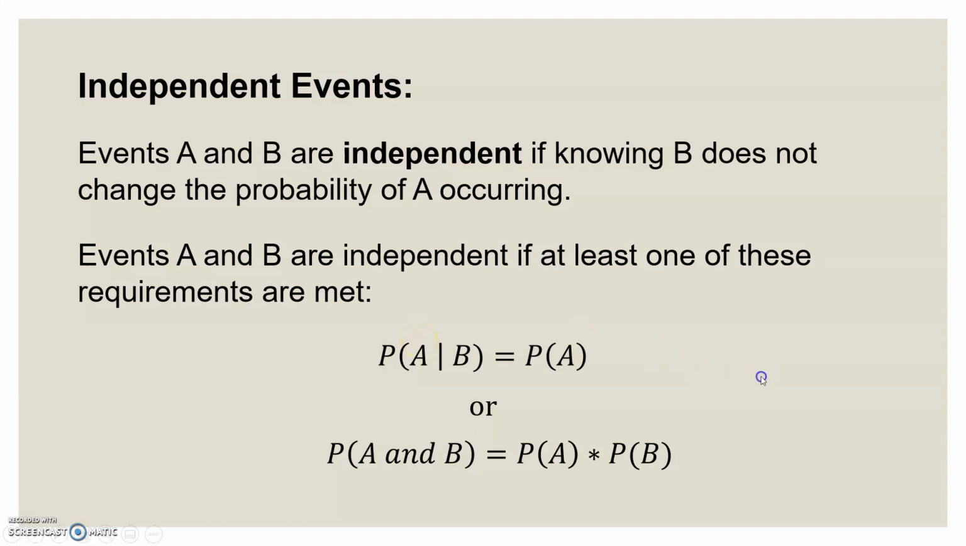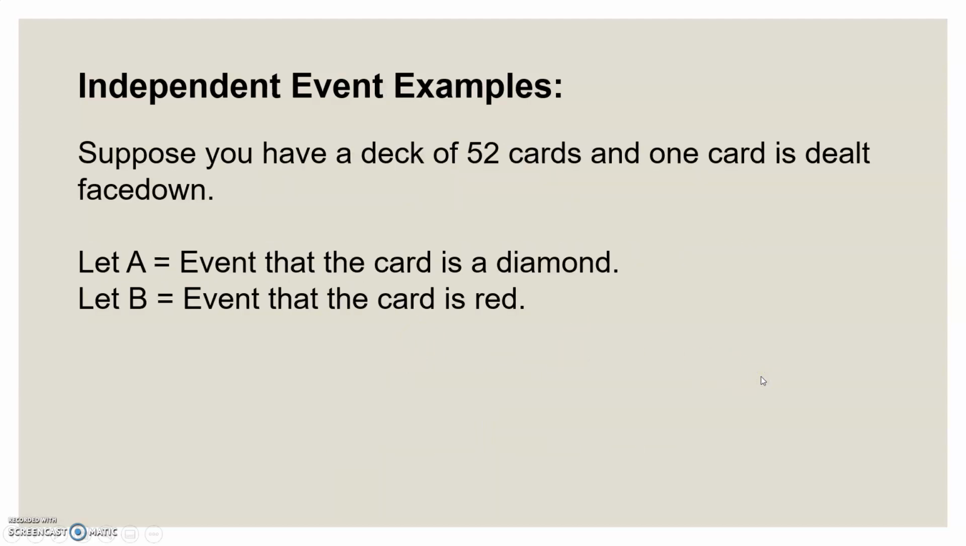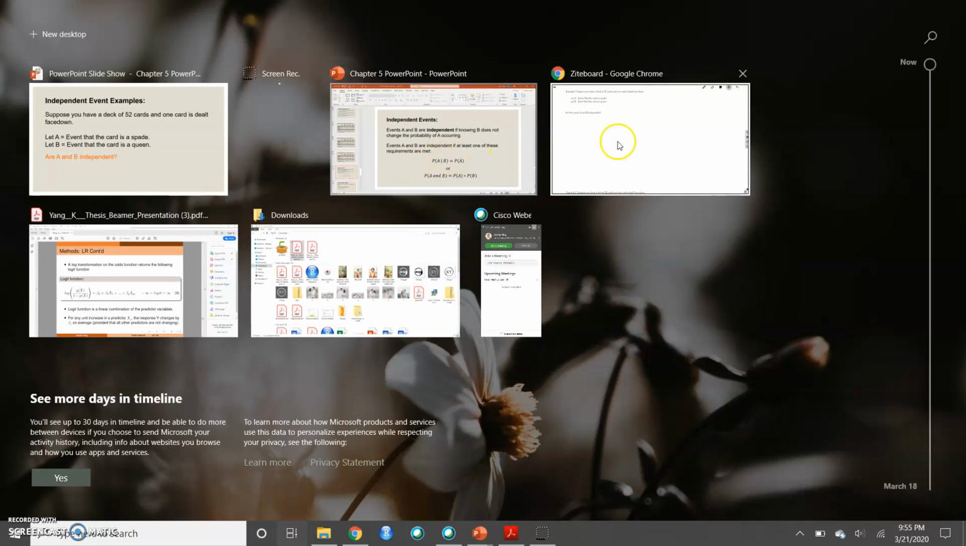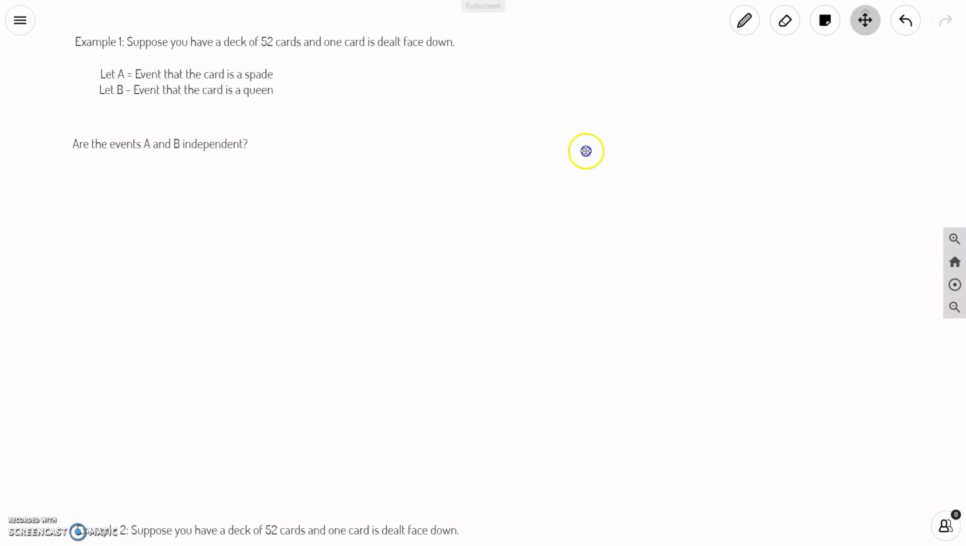So to demonstrate how that works, we're going to go ahead and look at an example. Suppose you have a deck of 52 cards and one card is dealt face down. Let A be the event that the card is a spade, let B be the event that the card is a queen. We want to know, are the events A and B independent of each other? I'm going to go over to my whiteboard here, and we're going to show how that works. And so I'm going to quickly add a sticky note.